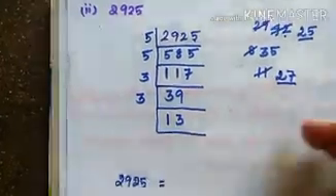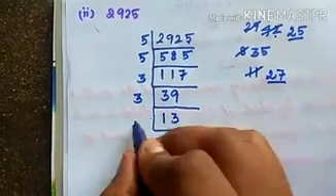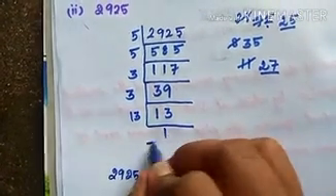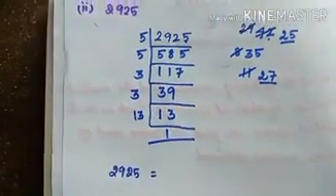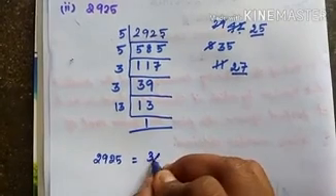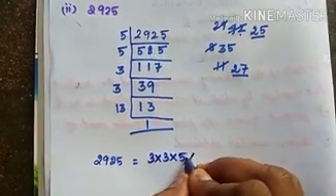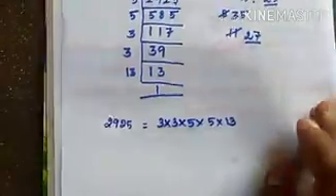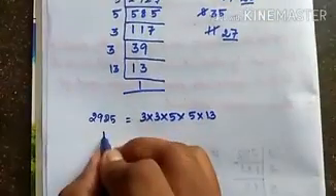So here you can see 13 is a prime number. So 13 is divisible only by 13, 1 time. Now you reach 1, so you stop the process. You write the prime factors: 3 into 3 into 5 into 5 into 13. So here which prime factor? Prime factor 13.